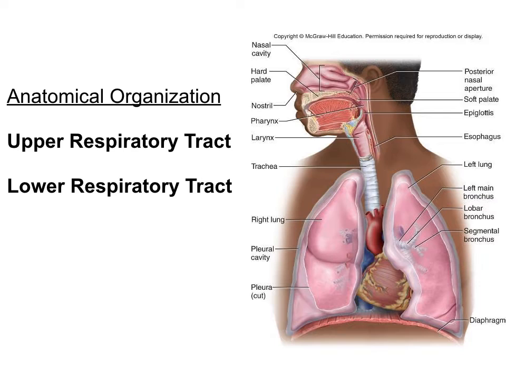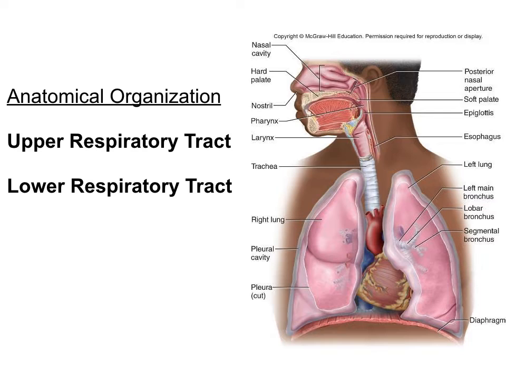Your respiratory system can be organized two different ways. It can be organized based on anatomical structures, or it can be organized based on the physiology, the function of those structures. If you think about your anatomical organization, you can break your respiratory tract down into an upper respiratory tract and a lower respiratory tract. Now, you might have at some point had a doctor refer to you as having an upper respiratory tract infection or a lower respiratory tract infection. Those designations are based on what structure is actually infected.